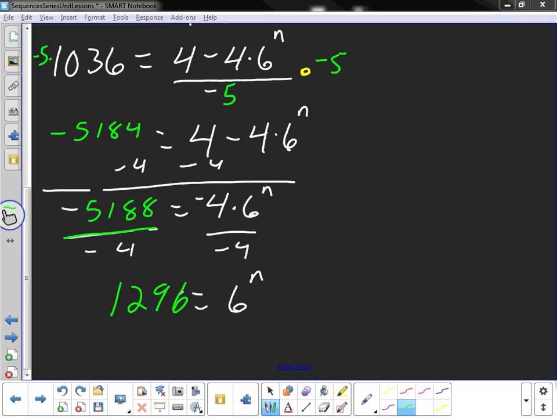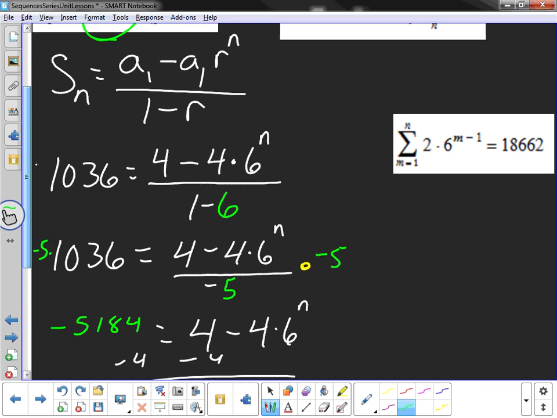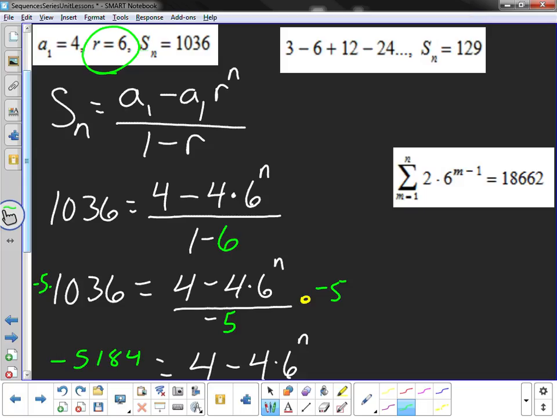Unpause. I made a mistake. I fixed it. It's in green. Up here, notice I had written 1 minus r, but I put a 1 minus 4, which was the first term, not the 6. So I should have said 1 minus 6. 1 minus 6 is a negative 5, so I'd multiply both sides by negative 5.